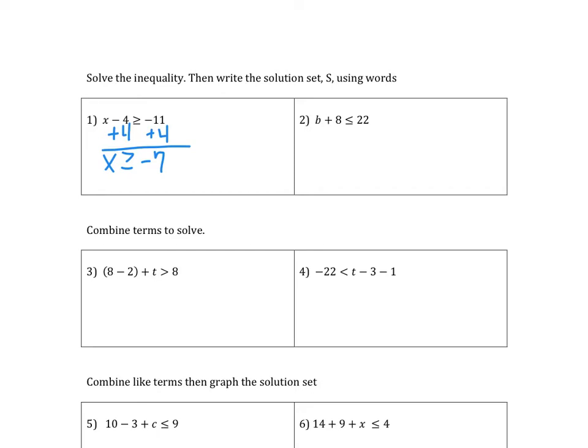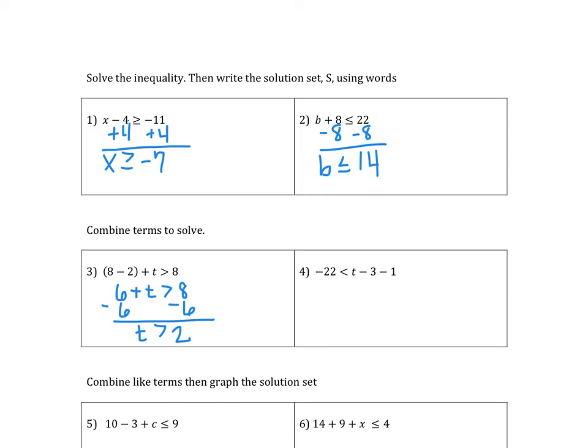Number 2, b plus 8 is less than or equal to 22. I'm going to subtract 8 from both sides, and I get b is less than or equal to 14. Number 3, we're going to combine terms to solve. 2 plus 4 is 6, plus t is greater than 8. Subtract 6 from both sides, and I get t is greater than 2.